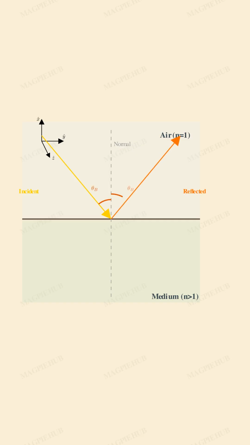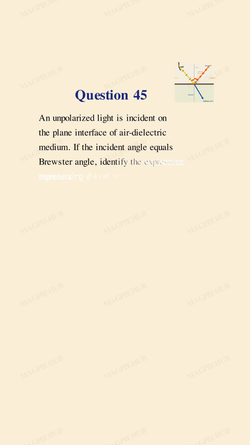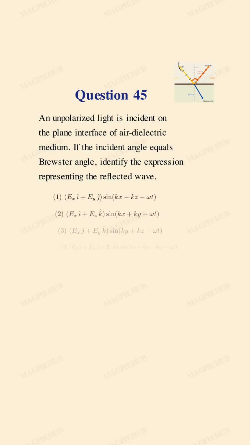At Brewster's angle, the reflected and refracted rays are perpendicular to each other, that is, they make a 90-degree angle. Crucially, the reflected beam is completely S-polarized, meaning its electric field oscillates perpendicular to the plane of incidence. The question states, an unpolarized light is incident on the plane interface of an air dielectric medium. If the incident angle is equal to Brewster angle, identify the expression representing the reflected wave. The four options are shown, each with different electric field components and wave propagation terms.